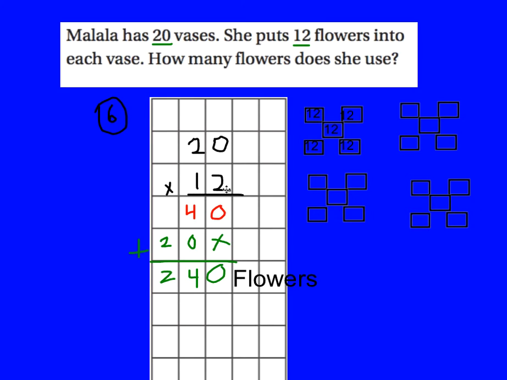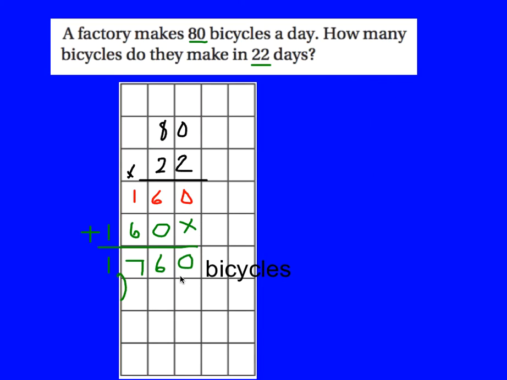For this one, could I have done mental math? Yes, I could. 2 times 12 is 24, and add a 0, which is 240, which matches our answer. For this one, I can't do mental math because I don't know what 8 times 22 is.